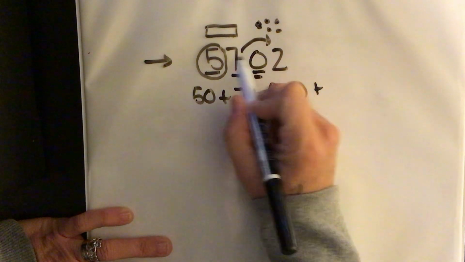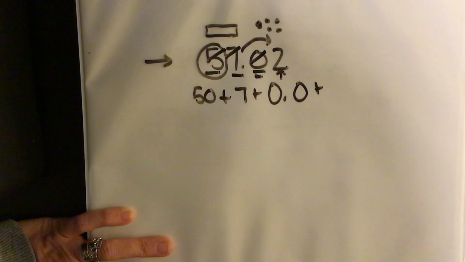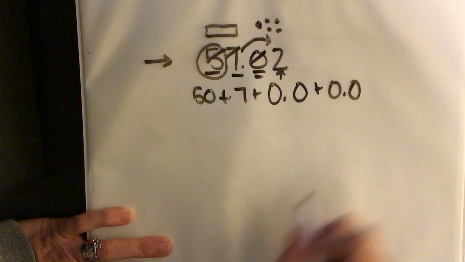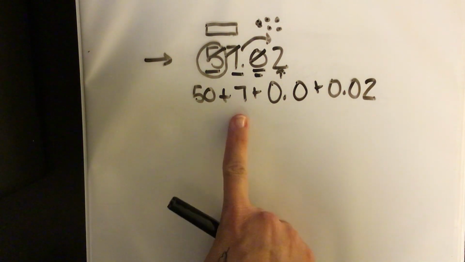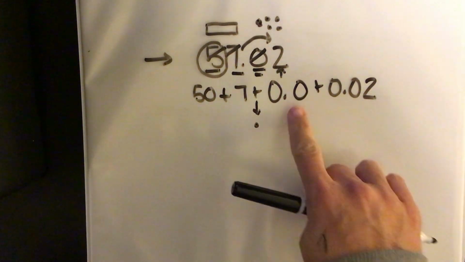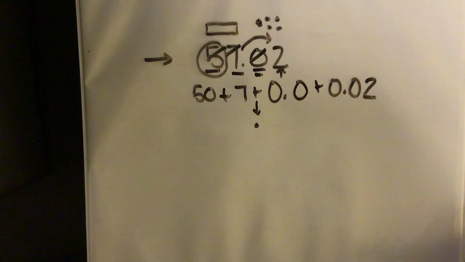Then I'm going to look at this one, and I have a 2 in my hundredths spot. So I'm going to put 0. I'm going to put nothing in my tenth spot, and I'm going to put 2 in my hundredth spot. So I have 57. Here's my decimal point, and nothing in my tenth spot, 2 hundredths. All right, go ahead and erase. Let's do one more in expanded form.